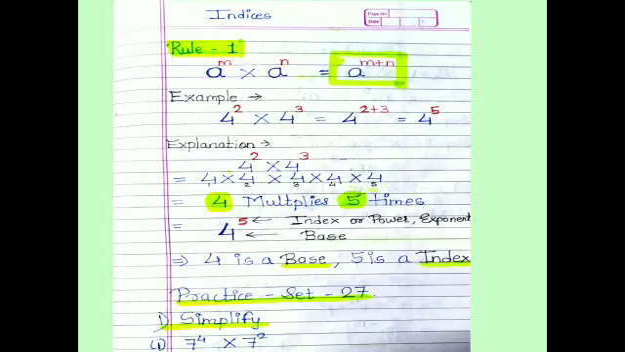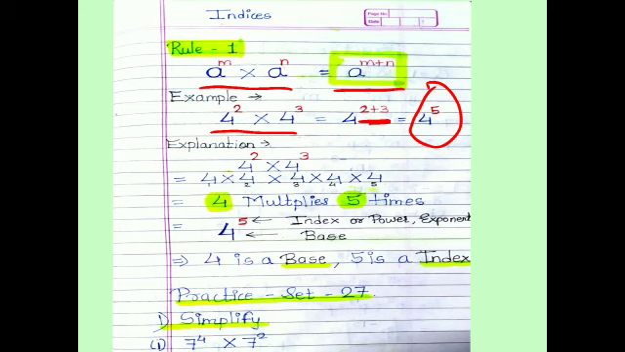In the last class, students, we learned rule number 1 of the indices. In the previous video, we learned the first rule: a raised to m into a raised to n equals a raised to m plus n. Whenever there is a common base with the multiplication sign, we have to add the indices, 2 plus 3. So we get the answer 4 raised to 5.